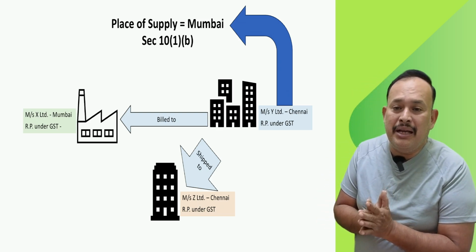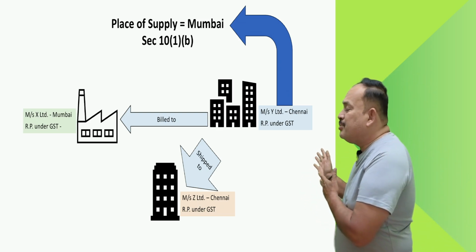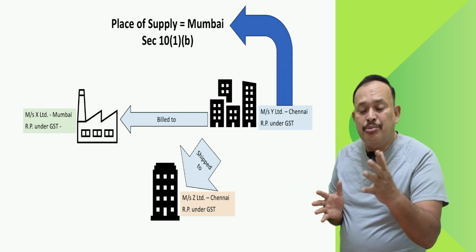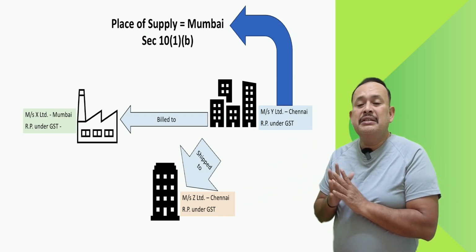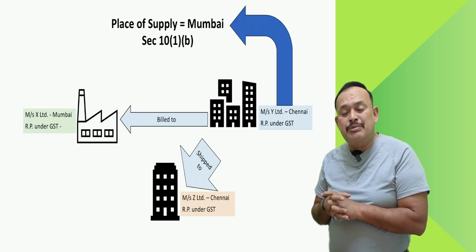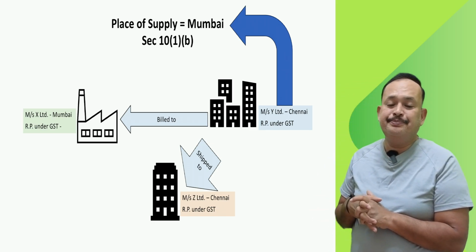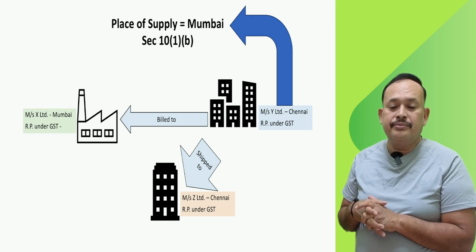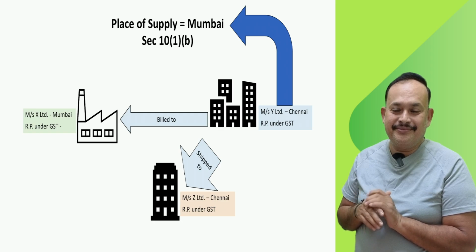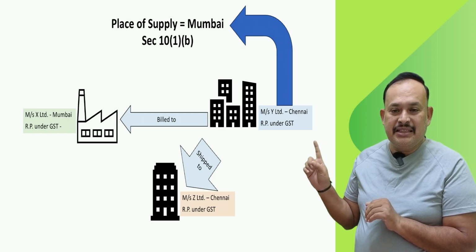How to determine it in the case where the goods are sent upon the direction of a third person to some other person? The place of supply is equal to the location of the third person, the principal place of business of the third person. Is it clear, my dear friends? Is it crystal clear?